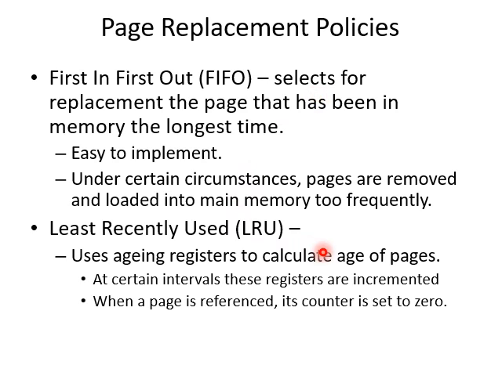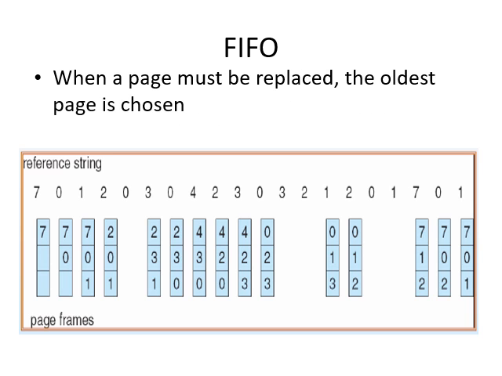Then we have least recently used. What it means is the page which has not been used for the maximum amount of time will be replaced first. Then we have other replacement policies also, like LFU and others. Let's talk about these policies one by one with the help of an example. Let's first take the case of FIFO, first in, first out.